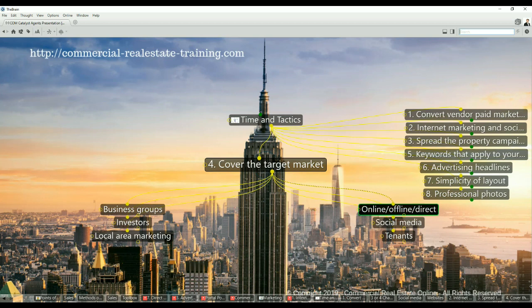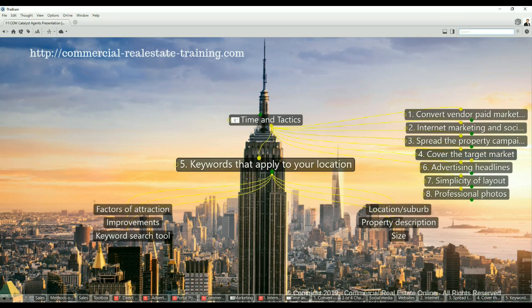Of course, you have a mixture of online, offline, and direct marketing to consider for your target audience. How are you going to reach your target audience using those channels? I mentioned earlier the social media, that's all good. And of course, you may wish to tap into tenants locally for that particular property, be it as a purchase situation or a lease situation. So cover the target market comprehensively.